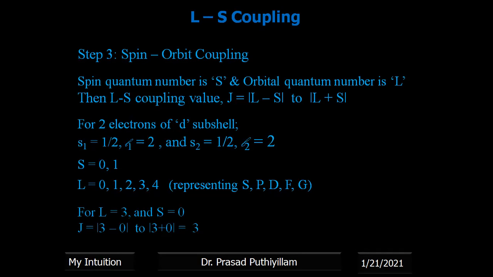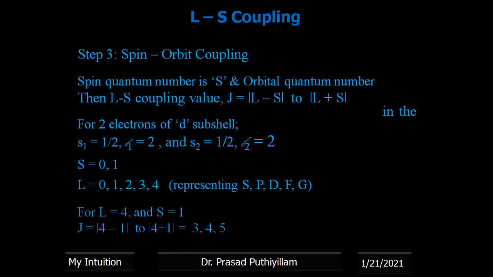For L equal to 3 and S equal to 0, J value is 3. For L equal to 3, S equal to 1, J value is 2, 3, 4. For L equal to 4, S equal to 0, J value is 4. For L equal to 4, S equal to 1, the J value is 3, 4, 5.